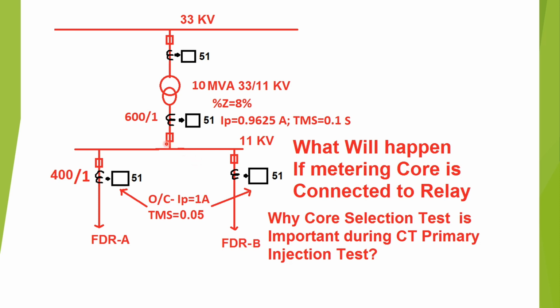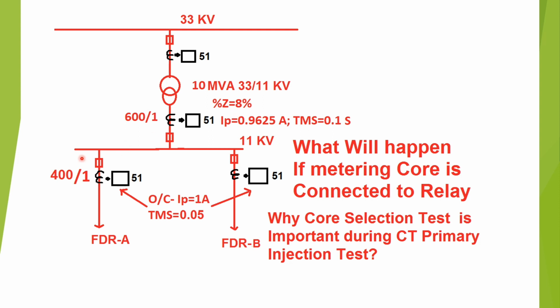The CT ratio for the LV side of the transformer is 600/1, from which an LV overcurrent relay is connected. The pickup for the LV overcurrent relay is set as 110% of the full load current, which in terms of secondary value is 0.9625 ampere, or in terms of primary value it is 577.5 ampere, since the full load current is 525 ampere. And TMS is set at 0.1 second as per IEC standard inverse curve. The percentage impedance for the 10 MVA transformer is 8%.